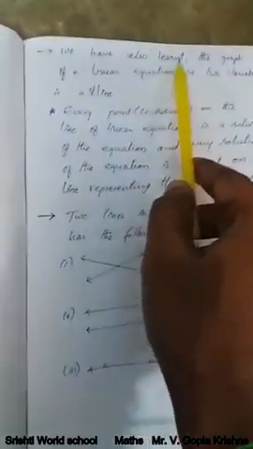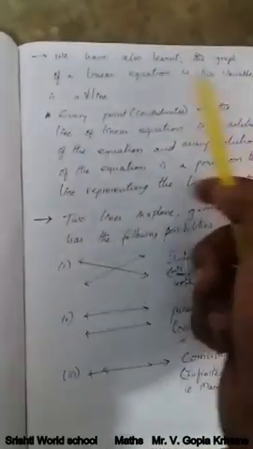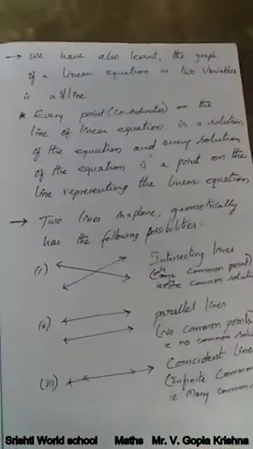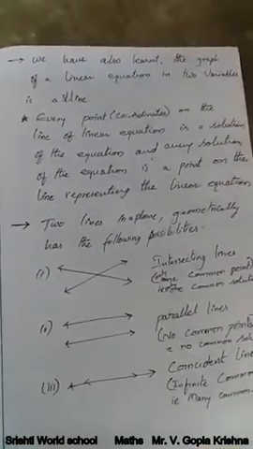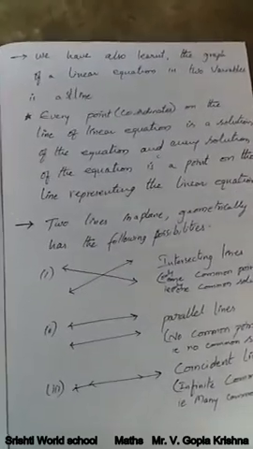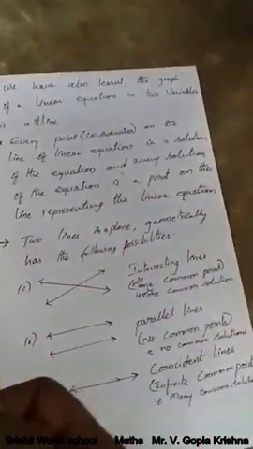We have also learned that the graph of a linear equation in two variables is always a straight line. Could you remember that, children? We have done that graphical method, representing a linear equation in a graphical method. It's always a straight line. Maybe it is parallel to x-axis, parallel to y-axis, intersecting x-axis, intersecting y-axis. Different ways we saw that, right?